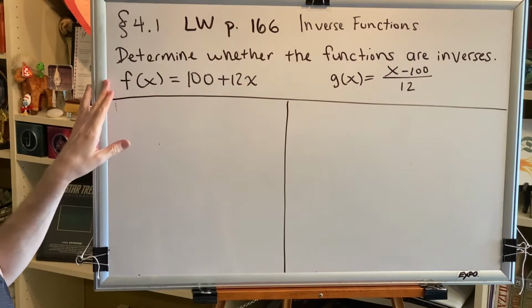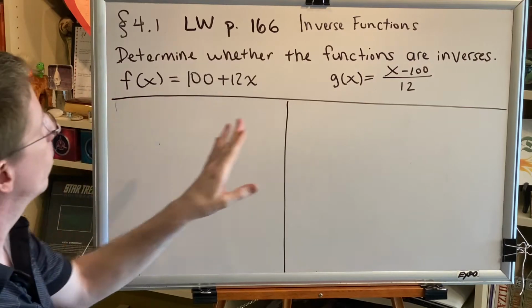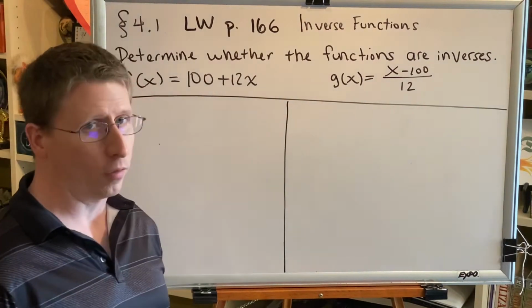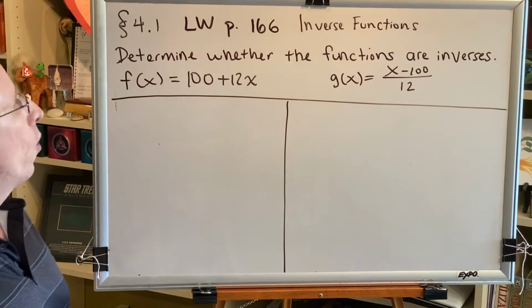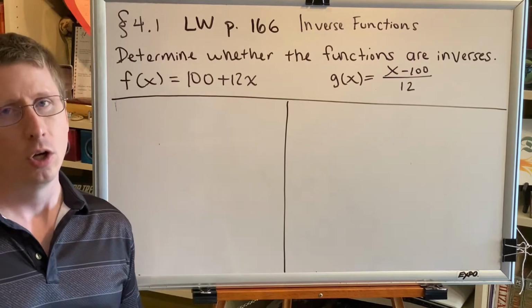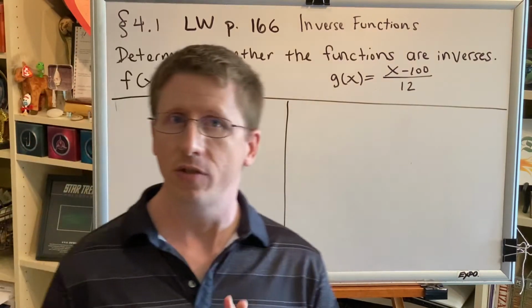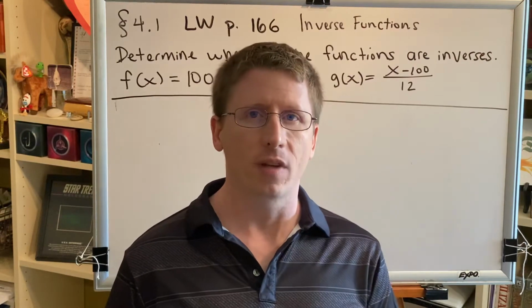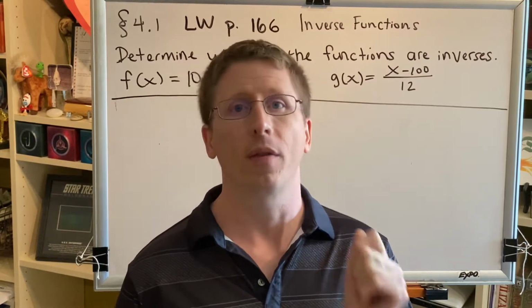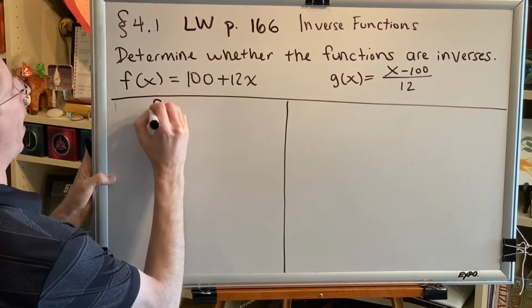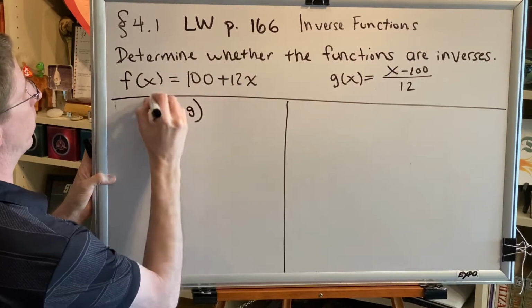We have f of x equals 100 plus 12x. We have g of x equals x subtract 100 all divided by 12. Okay, so what's the process to determine whether two functions are inverses of each other? We compose both functions together in both directions, and we need to get the result x both times. Let's begin by composing f with g.